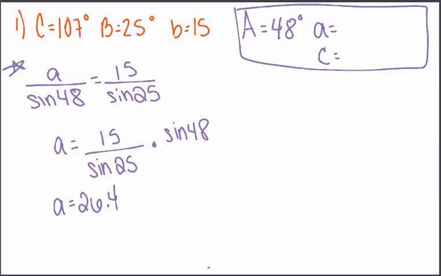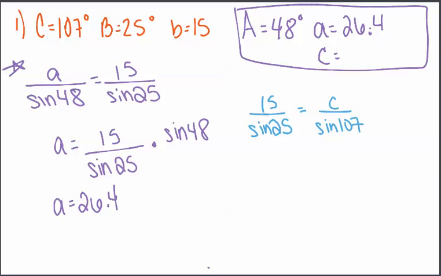So we're going to go ahead and pop that up into our answer box. Then we're going to do the exact same thing with C. Now I am going to use the 15 and the sine of 25 because that's information that was given to me, so I'm more comfortable doing that. So 15 over the sine of 25 equals C over the sine of 107.